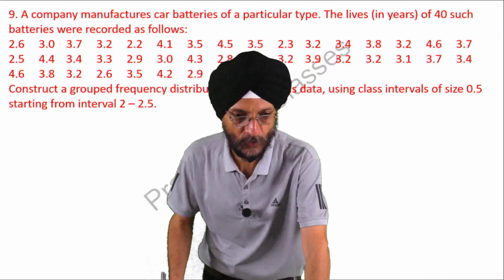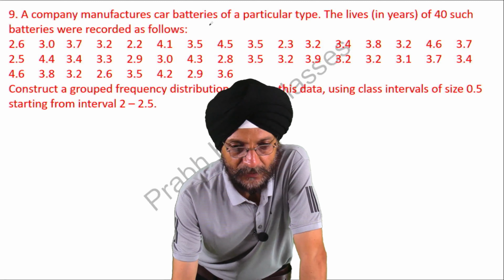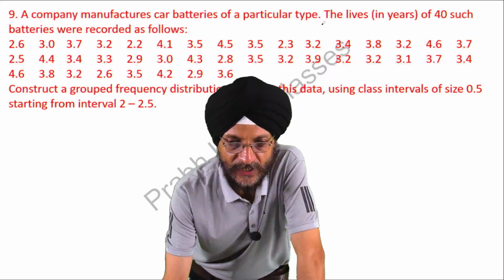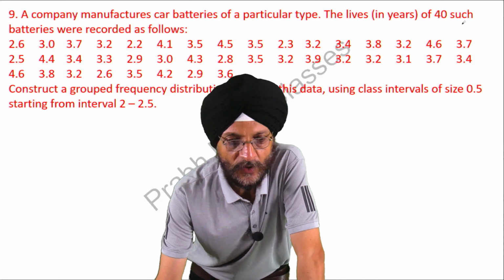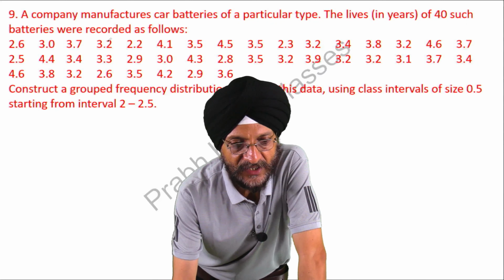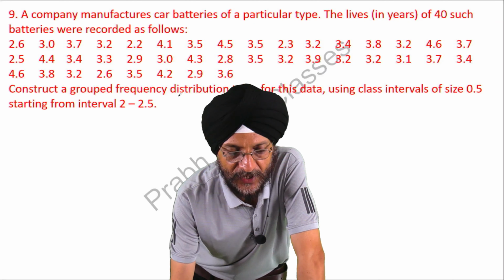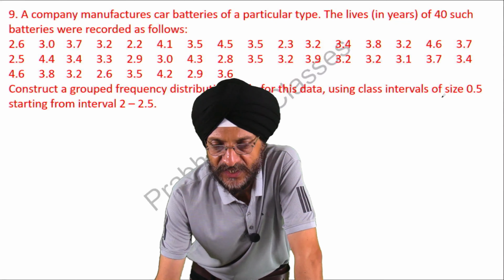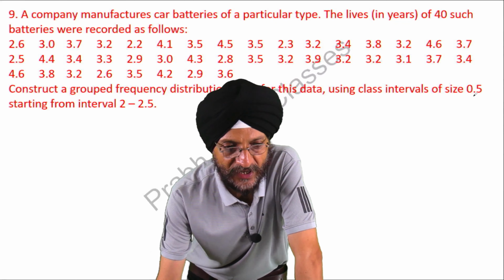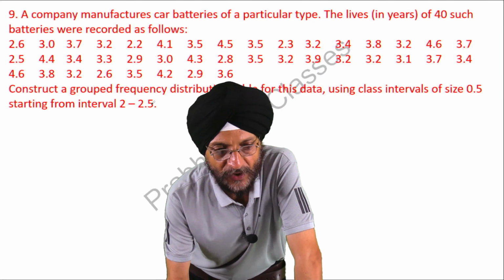Now the question before us is, a company manufactures car batteries of a particular type. The lives in years of 40 such batteries were recorded as follows. Construct a group frequency distribution table for this data using class intervals of size 0.5 starting from interval 2.25.